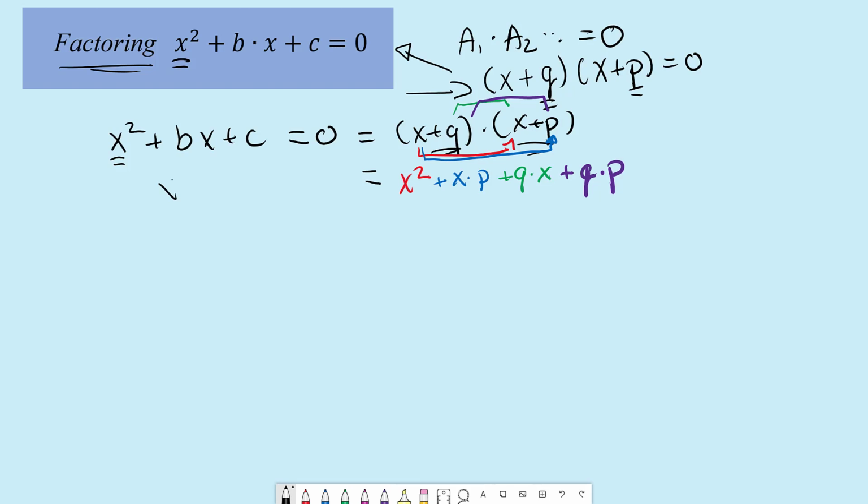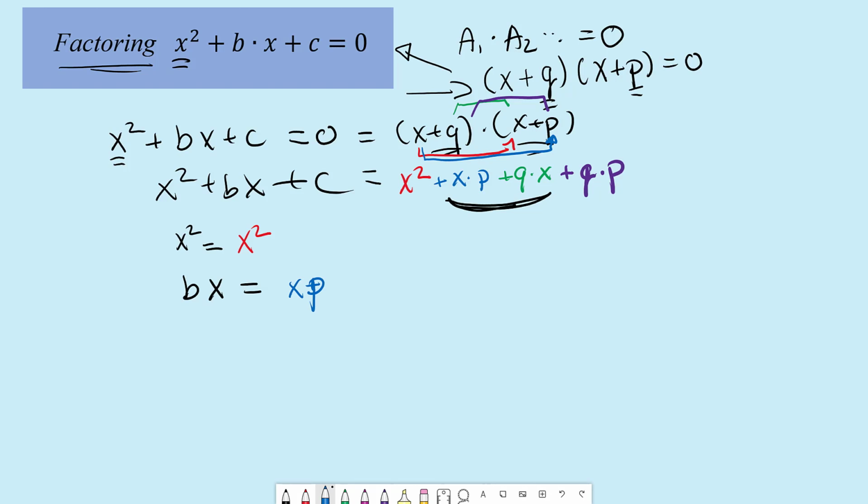And we're saying that these two equations are equal, right? So if they are equal, each term in our variables should be equal as well. So we have here x squared equals, in red, x squared. Okay, that's our first term. What about our second term? Our second term is bx here, and in this expression we have 2 terms. We have xp plus qx, which I wrote both in blue now.